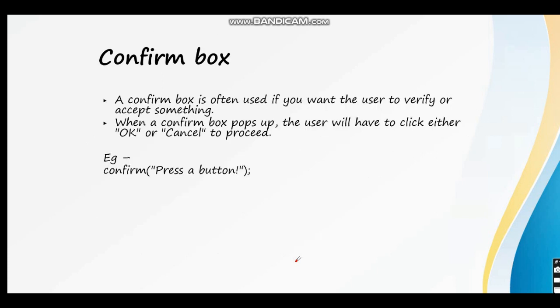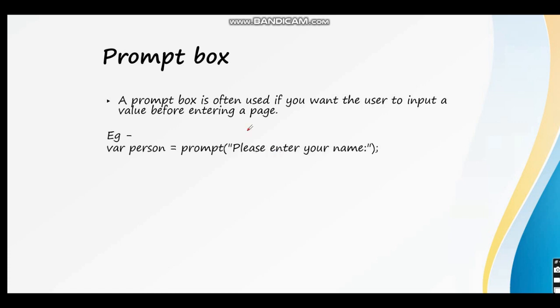Next, the confirm box. A confirm box is often used if you want the user to verify or accept something. When a confirm box pops up, the user will have to click either OK or Cancel to proceed. This is the example: confirm("Press a button"). Prompt box. A prompt box is often used if you want the user to input a value before entering a page. And here this is the example where the variable name is equal to prompt("Please enter your name").